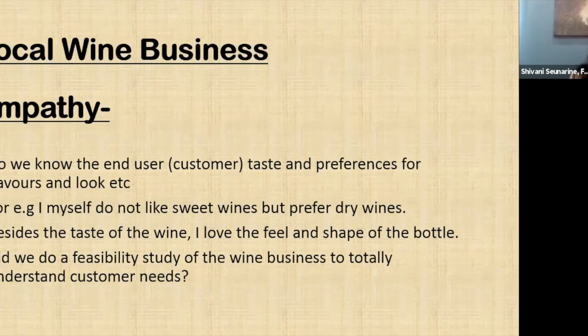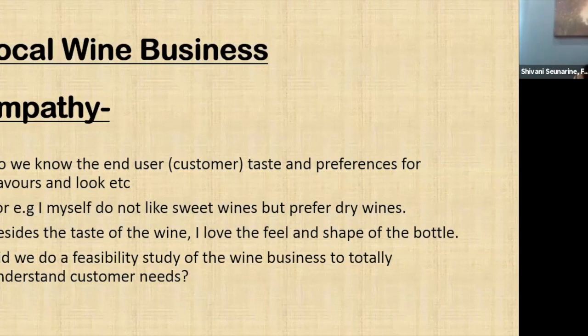And so I was asking a couple of questions. Do we know the end user? Do we know the customer? So the end user is the customer. Do we know the tastes and the preferences for flavors and look, etc.? Did we really go and speak to a customer, to anybody, and find out what they want, what they like? Did we do a comparison of international wines? Or are we just going to say, okay, I have a trade and I could make a bottle of wine and I could try to sell it? So did we really practice empathy?